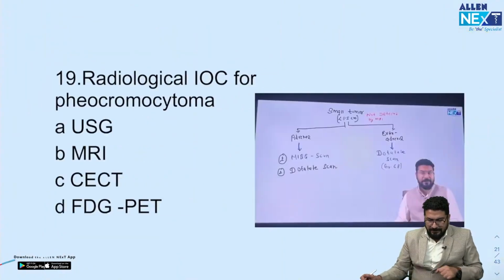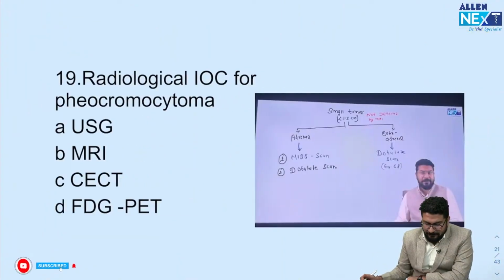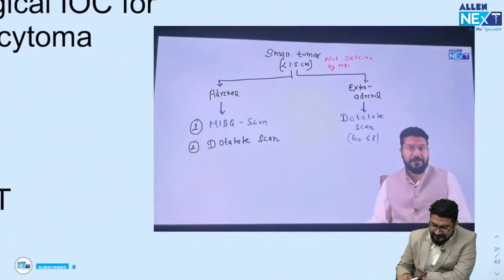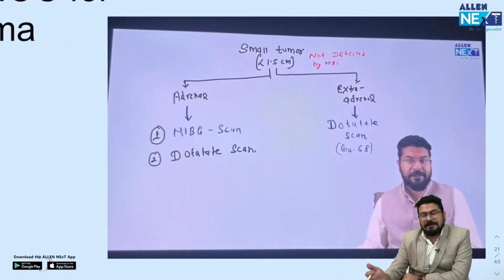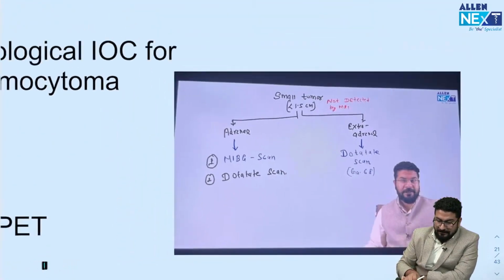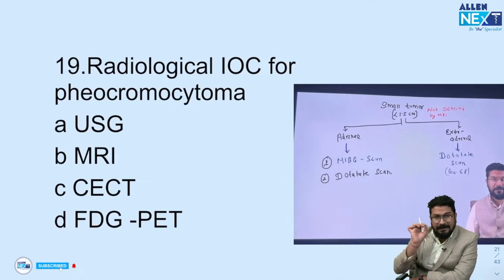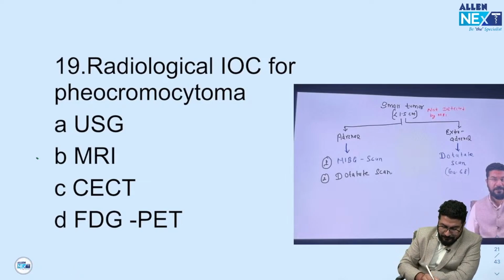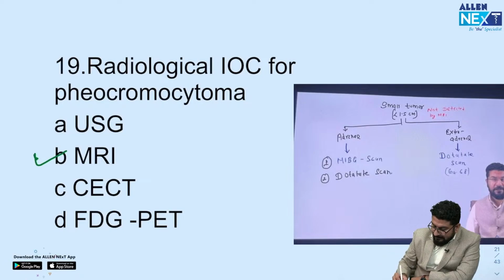Coming to the next one, radiological investigation of choice for pheochromocytoma. So understand this. We have discussed in the class that for pheochromocytoma, the first thing we test is urinary metanephrine, then we go for plasma metanephrine. If you want to localize the tumor, to see the tumor, we go for MRI abdomen. So MRI abdomen.